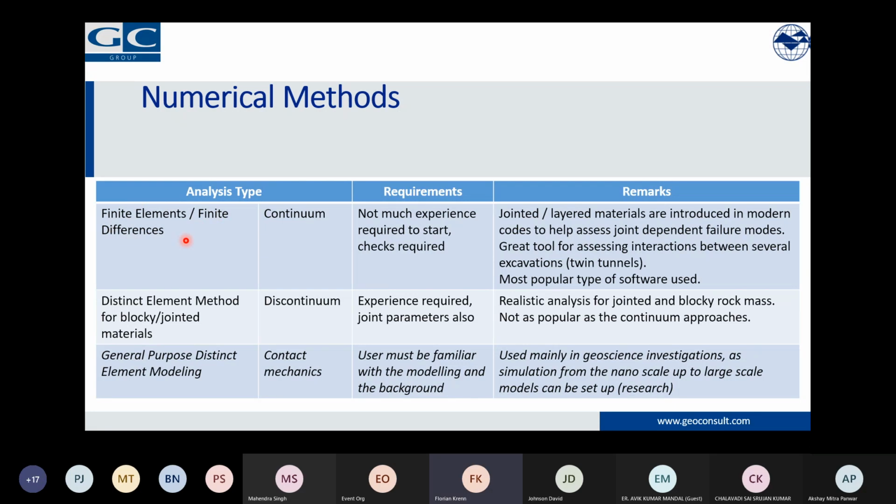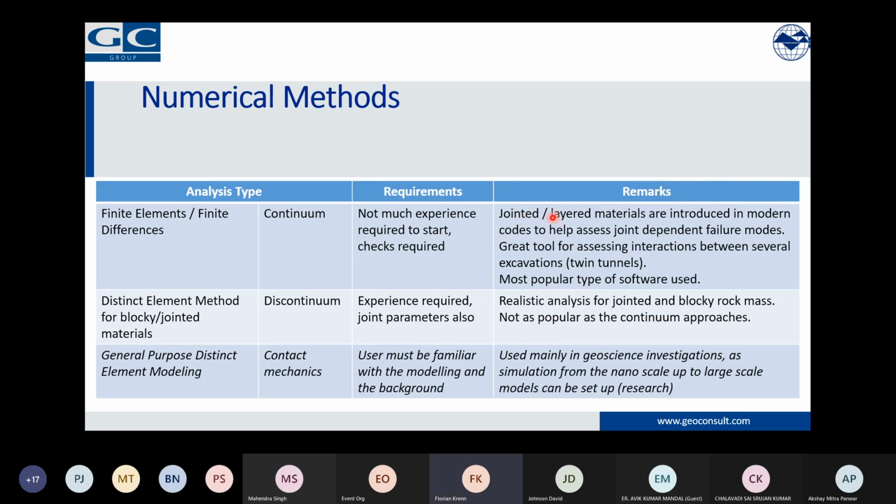So I concentrated on that. We have the finite elements. They are basically a continuum analysis. And to be very honest, nowadays you don't need very much experience to start an analysis. The software packages are very user-friendly. So you can enter the geometries, you can enter the parameters in a very user-friendly interface, usually a graphical interface. But still, checks are required always to somehow see whether the result is realistic. That is for all numerical methods.